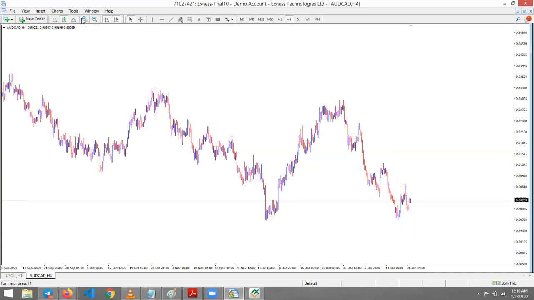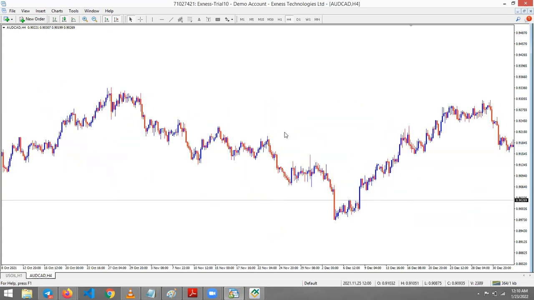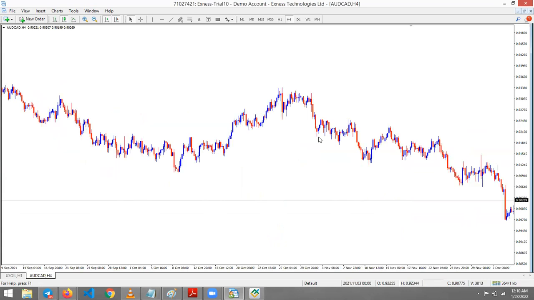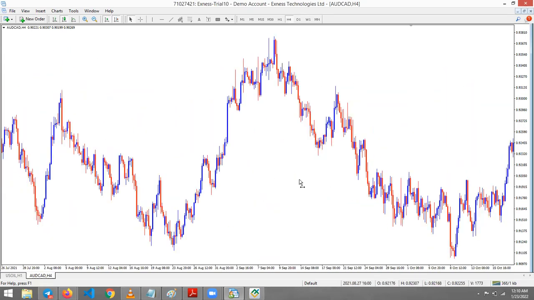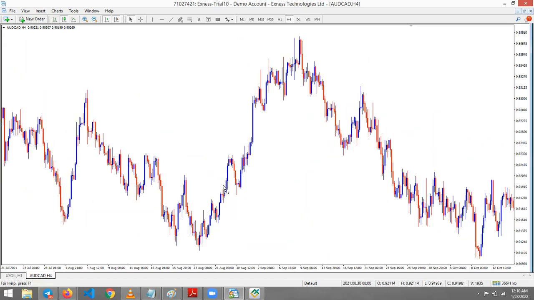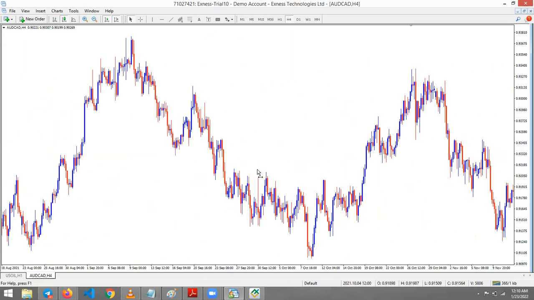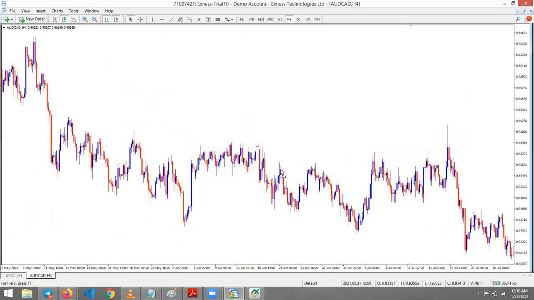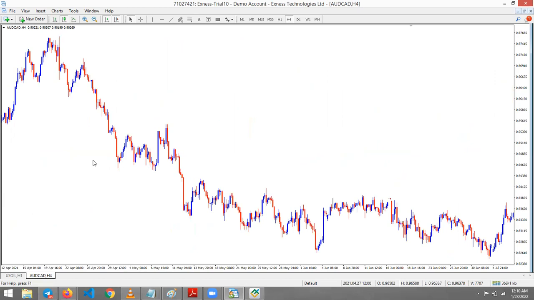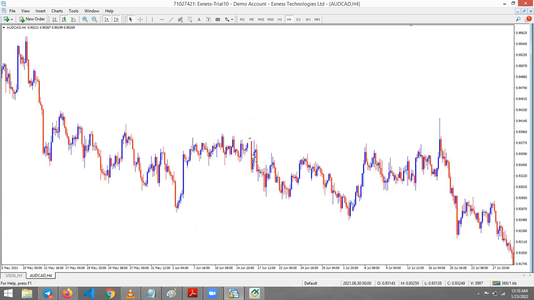I just want to illustrate something here. Let me just get back. You can see this is on an H4. You can see there's quite a lot of information here. You can be able to know whether the market is in an uptrend or a downtrend, right?